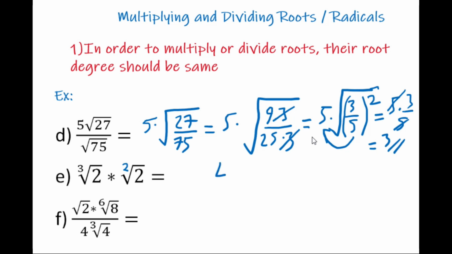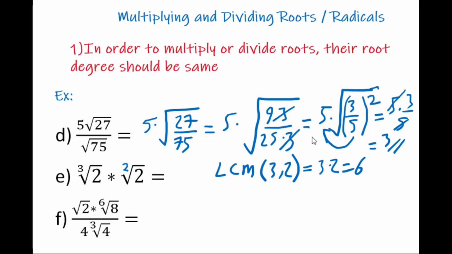So I'm going to find the least common multiple of 3 and 2. We already learned how to do this in our previous examples. Well, this is 3 times 2, which is 6, because 6 is a multiple of 3 and at the same time a multiple of 2. So 6 is the smallest multiple of 3 and 2 together. That means we need to make the root degree 6. How are we going to do it?